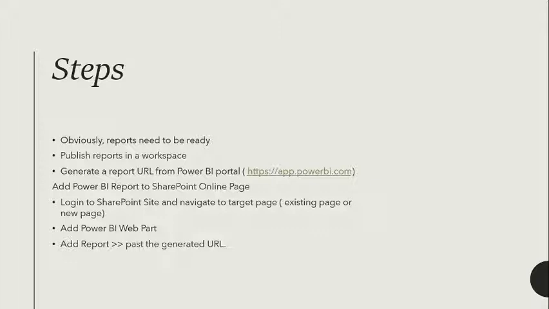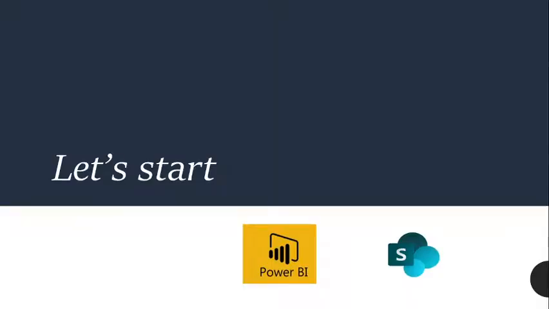Then another thing, we can generate the URL from the Power BI portal for the report which we want to publish in SharePoint Online. And to publish in SharePoint Online, first we will log in to that site collection. Then we need to navigate to the target page. Either you can use an existing page or you can create a new page. And then we will add a Power BI web part. And finally, we will add the report with the URL. So let's see one demo.